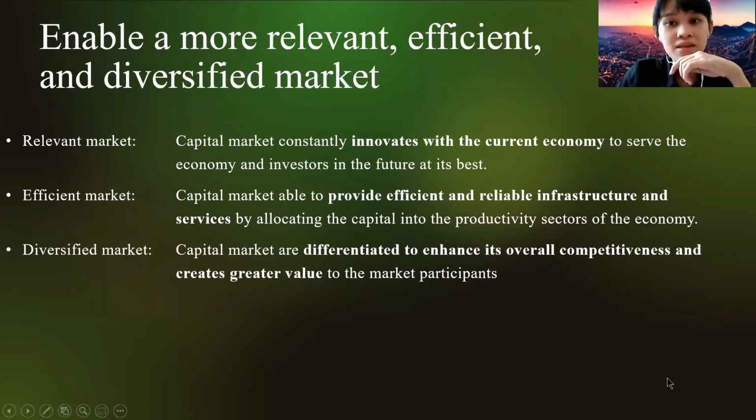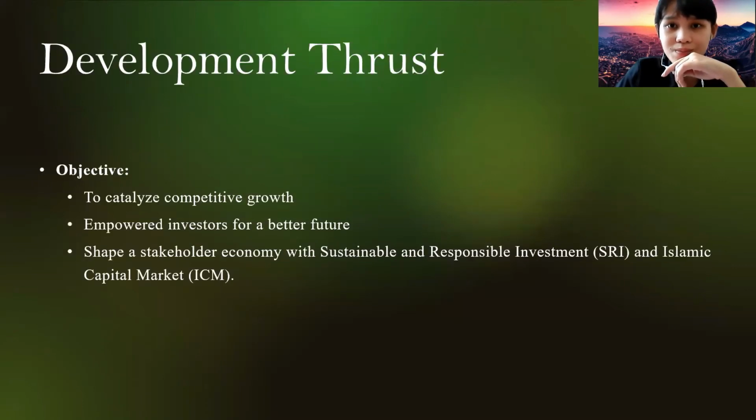So what does it mean by a relevant, efficient, and diversified market? A relevant market means a capital market that constantly innovates with the current economy to serve the economy and investors in the future at its best. Whereas an efficient market means a capital market that is able to provide efficient and reliable infrastructure as well as services by allocating big capital into the productive sectors of the economy. And last but not least, a diversified market indicates a capital market that is differentiated to enhance its overall competitiveness and create greater value for its market participants.